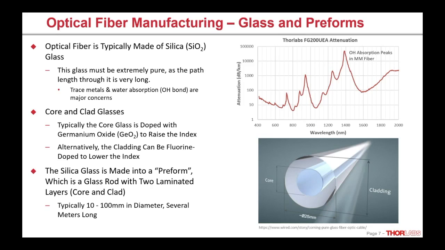It all starts with the glass that we're going to make the core and the cladding out of. Typically we use silica glass, or silicon dioxide, and this glass has to be extraordinarily pure, more pure than nearly all other applications glass is used for in the world. Really, the long and short of it is the path length through the glass in optical fibers is very long. An example I like to give is if you've ever been in a building with older windows, you may see a greenish tint in the glass.